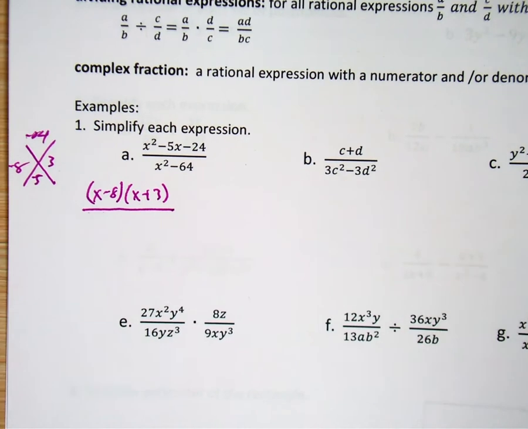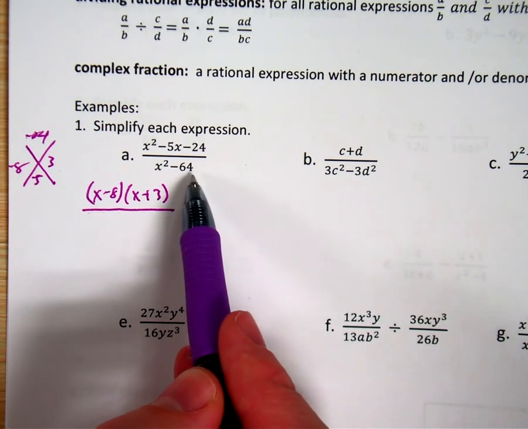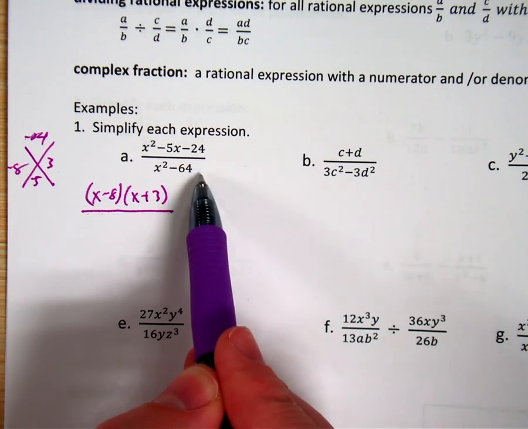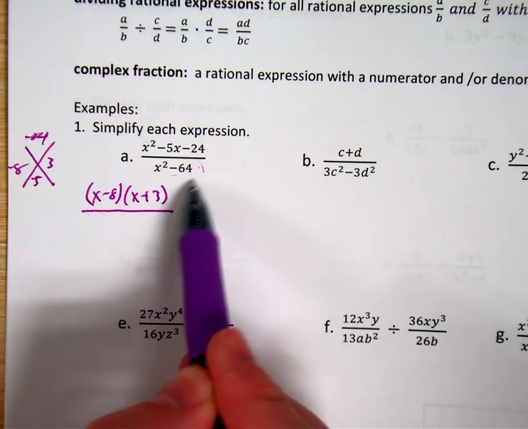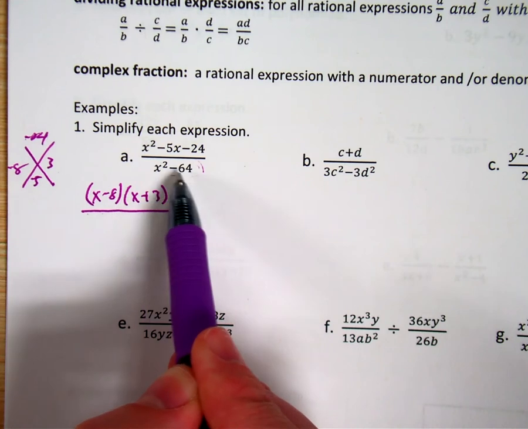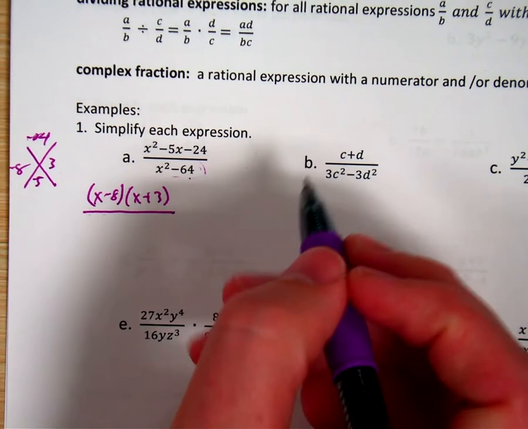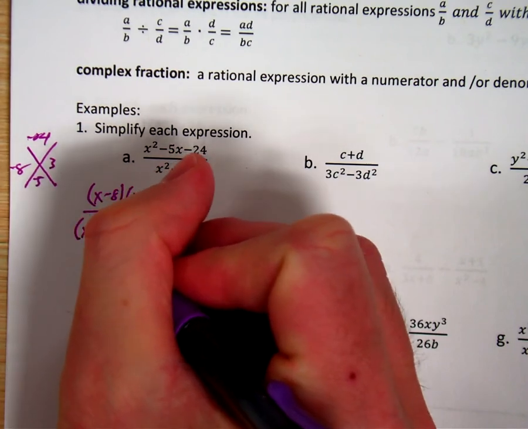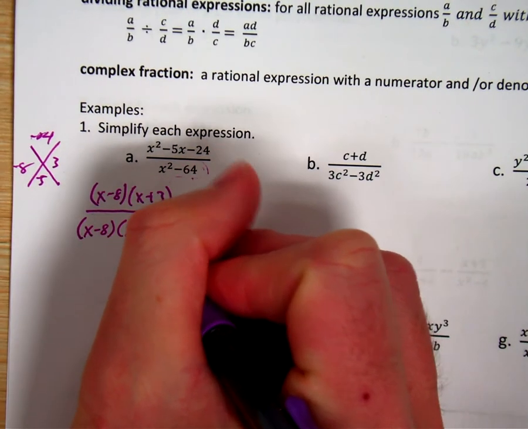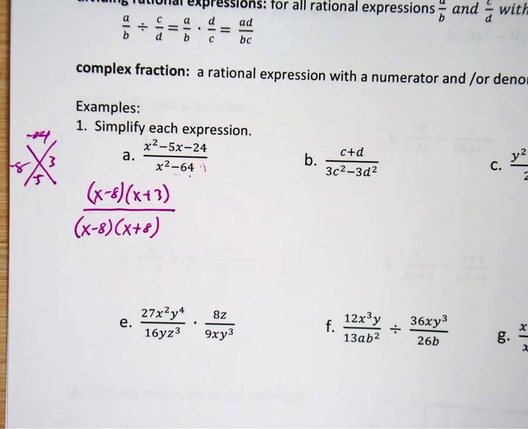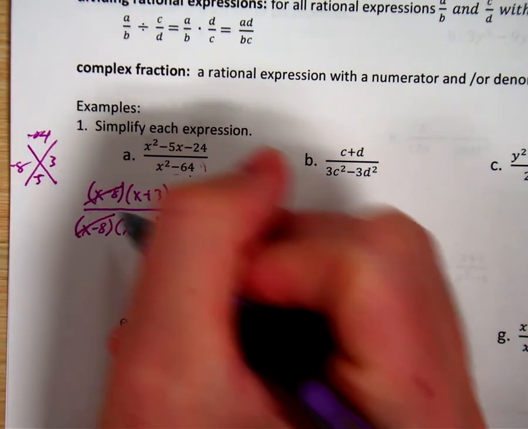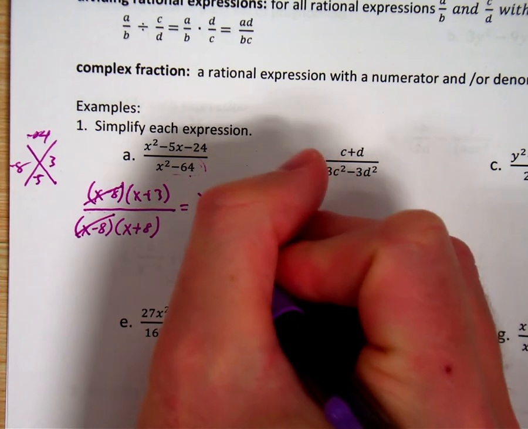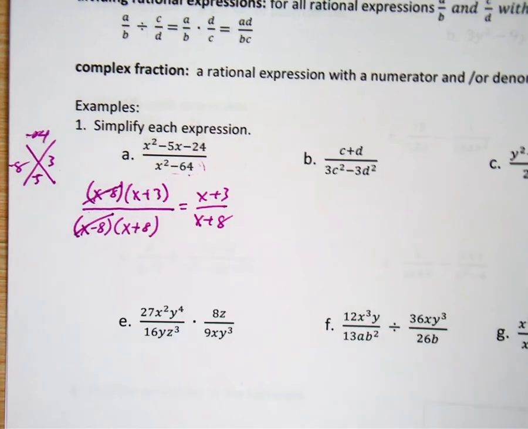For the bottom one, you could do the same thing: what multiplies to negative 64 and adds to 0? Or hopefully we recognize this is a difference of perfect squares, x squared minus 8 squared. So x minus 8, x plus 8. Our x minus 8s cancel out, and we have x plus 3 over x plus 8 for the final answer.